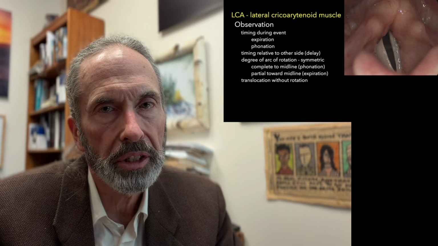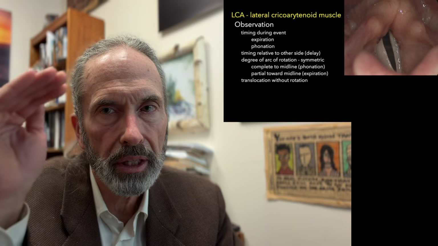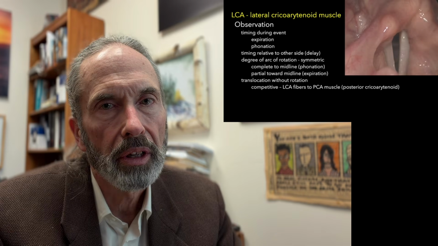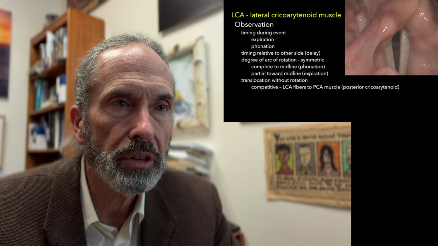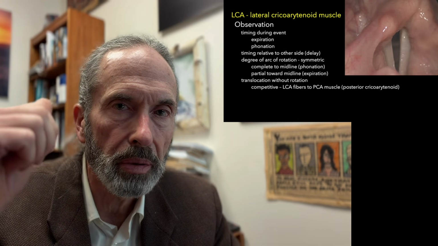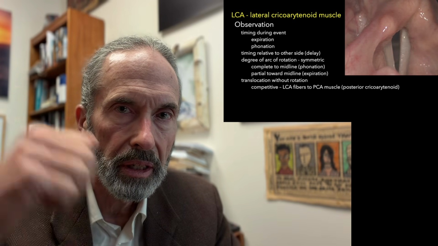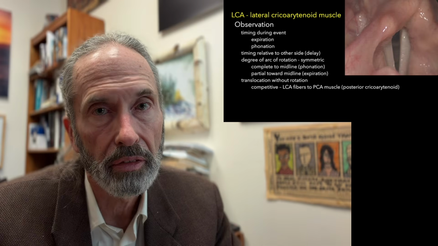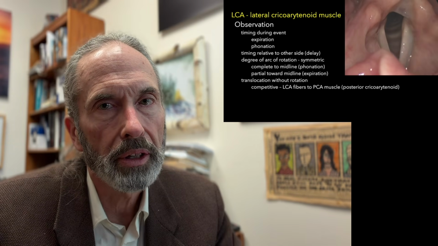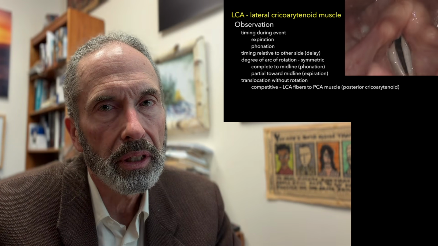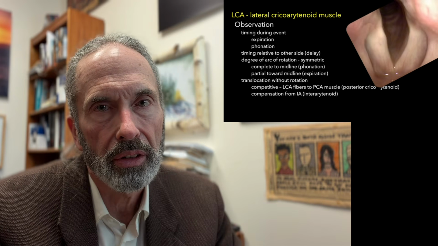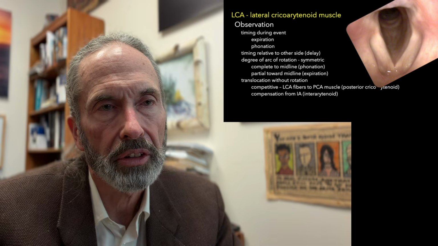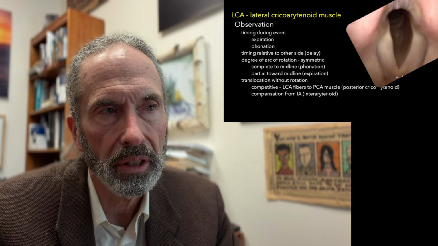I briefly mentioned the concept that there can be translocation instead of rotation, and that could occur because maybe some lateral cricoarytenoid fibers are going to the PCA muscle, so your brain says rotate in, but it keeps it out because of this competitive firing. Or it could be that we get some movement of the joint, but it's because there's interarytenoid compensation that's helping it to move, but it helps it incompletely.